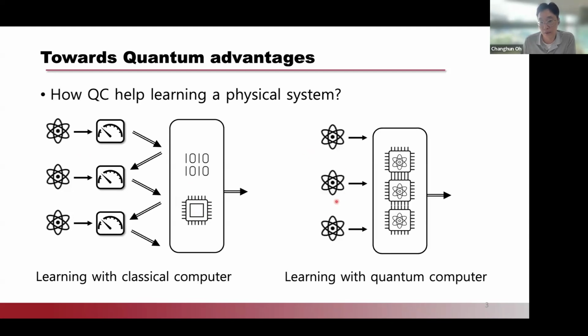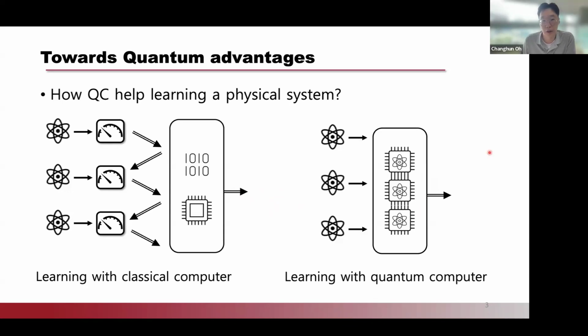when you have a number of copies of a system you want to learn, you don't have to measure each system individually. You can store them in your quantum computer or quantum memories, and then measure in an entangled manner. So you can perform a joint measurement across many physical systems, so that you can extract more information than the classical counterpart. It doesn't have to be in this framework, but this is one framework people typically focus on.